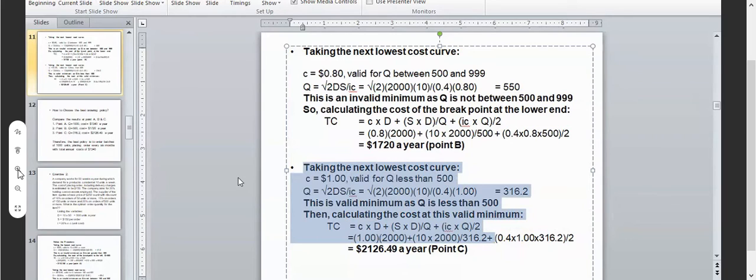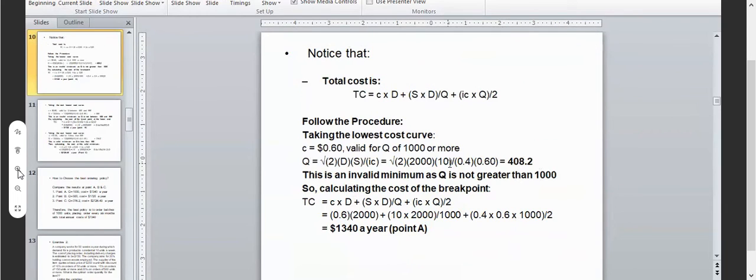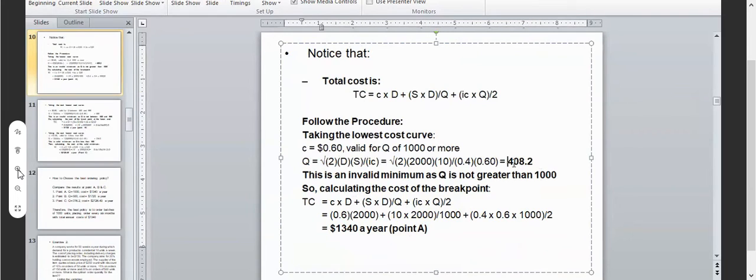Baik, saya contohkan lagi. Saya bagi contoh bagi kamu jelaskan. Contoh, katakanlah for the first step, we calculate the lowest cost curve at 60 cent. Katakanlah untuk langkah yang pertama kita kira total cost pada harga yang paling rendah iaitu 60 sen. Kita kira optimum order quantity di sini kita dapat 1100 unit. Kan? Kita dapat 1100 unit. 1100 unit adalah nilai yang valid.